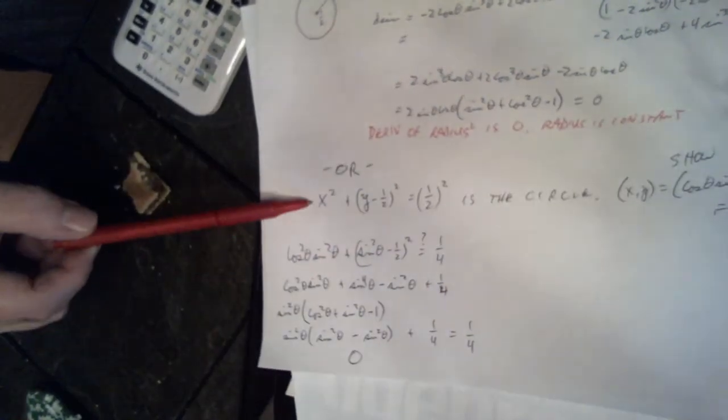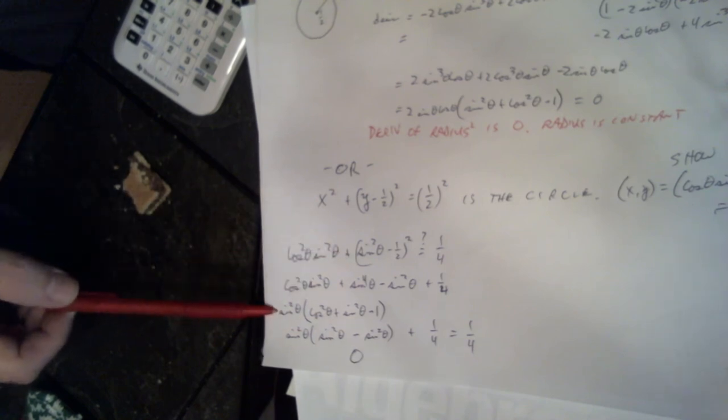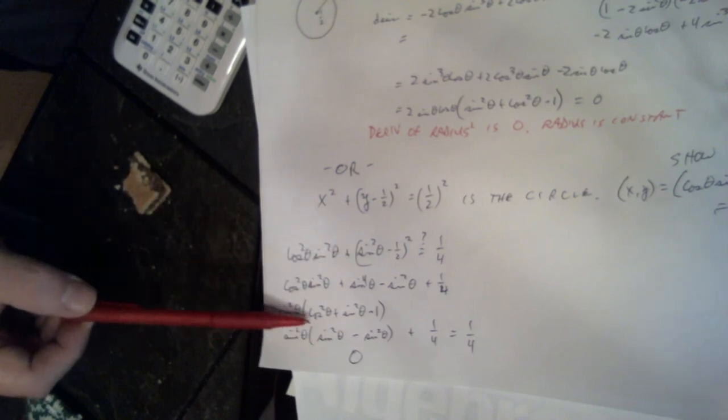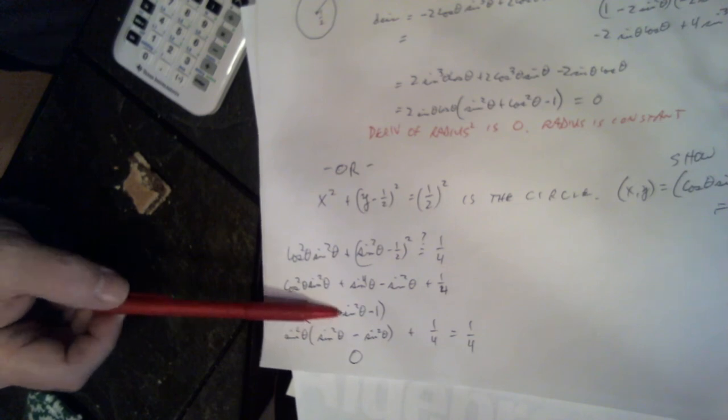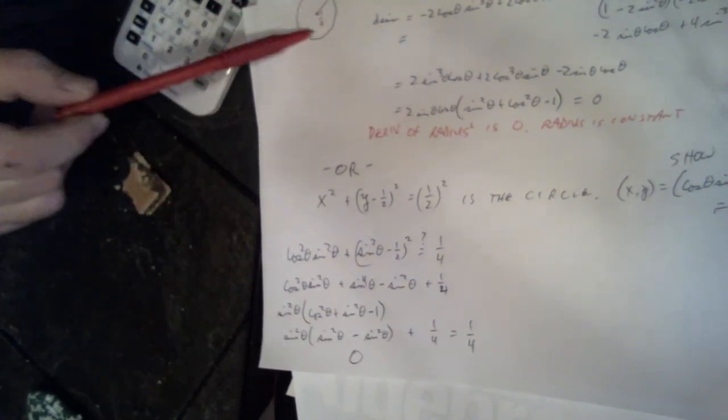I'm substituting the x and y coordinates into this equation, and I square out this squared piece, and I can factor out a sine squared out of everybody. And look at this, it's our old pal, cosine squared plus sine squared minus 1. So I get a 0 for this complicated piece. So I'm left with 1/4 equals 1/4. So the point fits. That means that any point on this curve fits the equation of this circle.